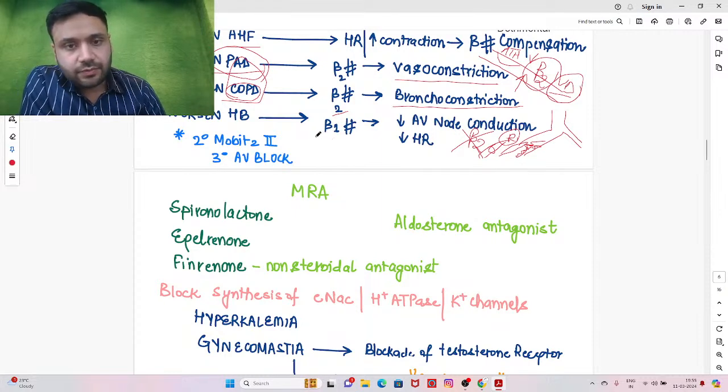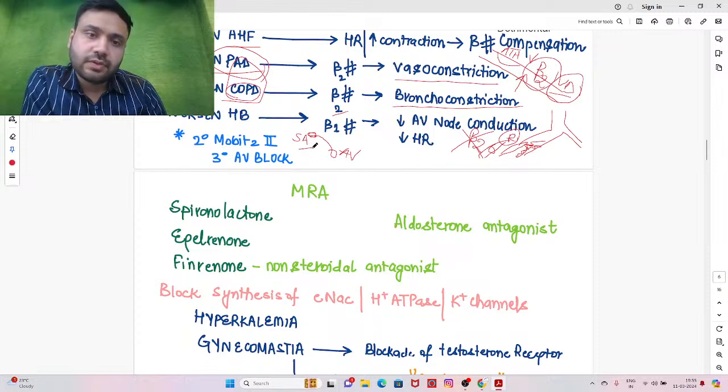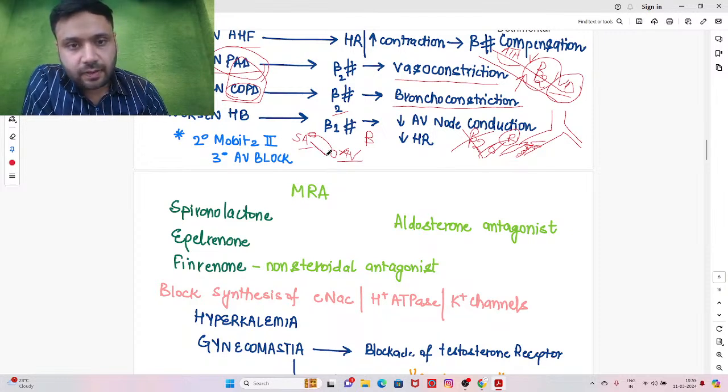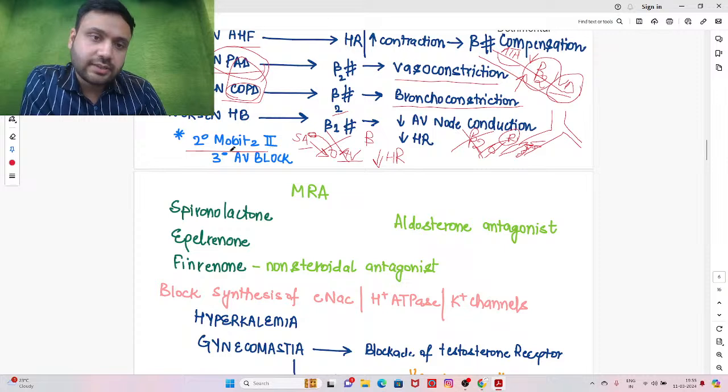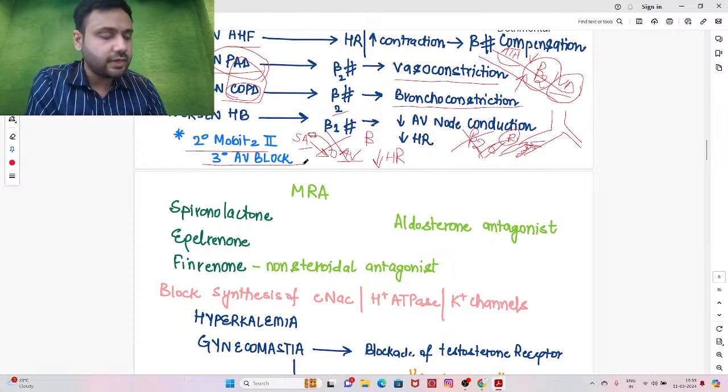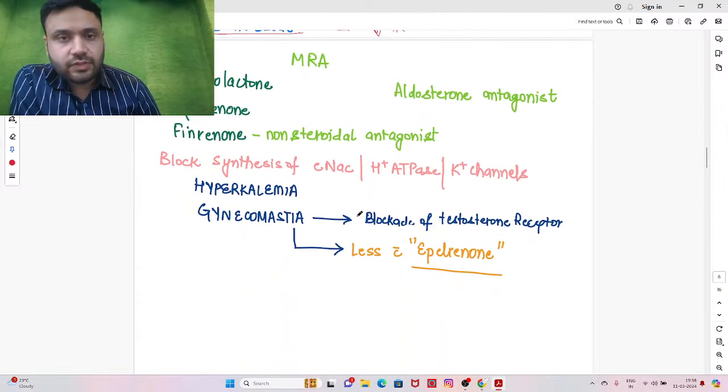Similarly, in the heart there is a conduction system, where the activity arises from the SA node and goes to the AV node. This is the SA node, and this is the AV node. If you give a beta blocker to a patient with an already low heart rate, the conduction from here to here would be blocked, and the heart rate would decrease. This could worsen heart blocks like second degree Mobitz type 2 block or third degree AV block, right? So we are done with beta blockers. Let's move on to the next category.